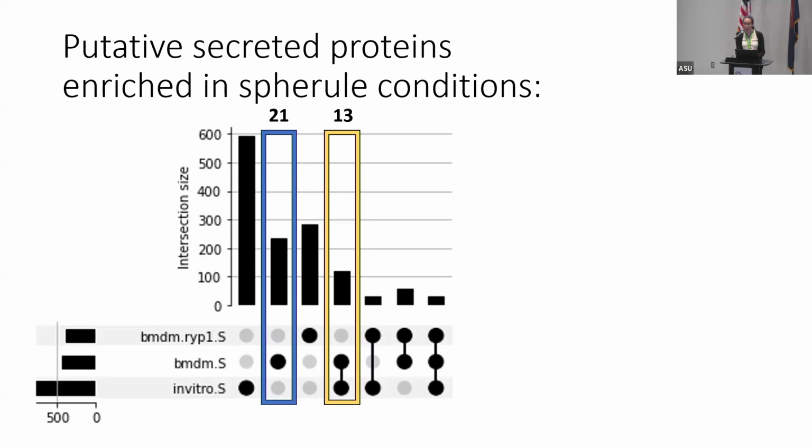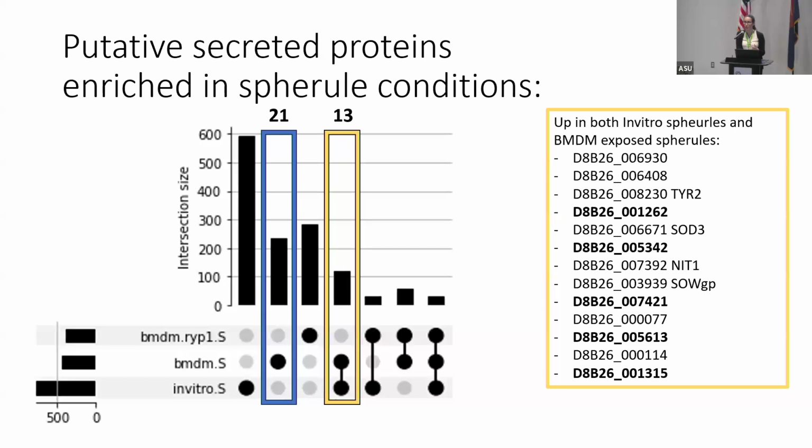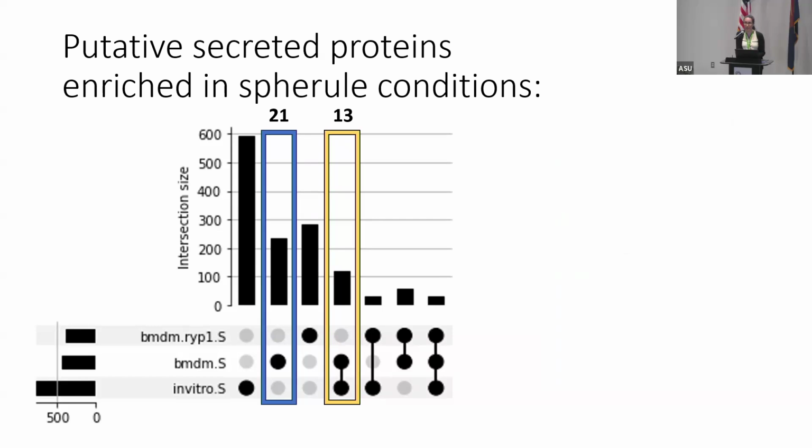When we look first at just the number that are secreted, we actually get a much smaller cohort, with 13 in that orange group that is shared, and 21 in the group that is unique to macrophages. Of those, some of them are ones that we have seen before, SAU-GP, SOD3. And if we look at those that are small, have lots of cysteines, and are more similar to effectors in plants, those are the ones in bold. We're excited to dive into the role of some of these in pathogenesis.